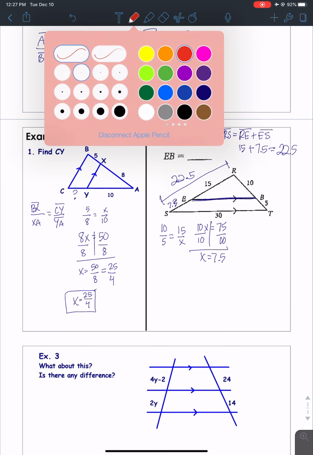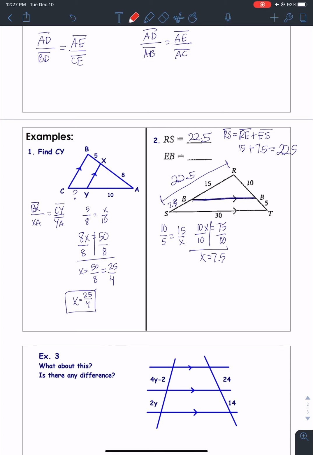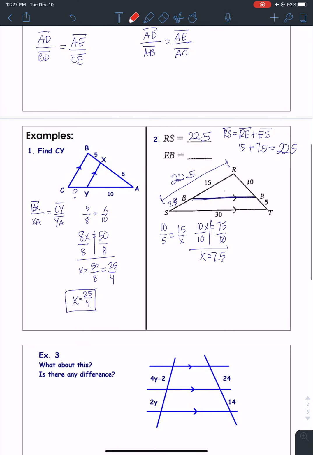And I'm going to switch colors now that I'm doing a different problem. I'm going to use similar triangles to find this length EB here. So I have this triangle REB, and then you have the larger triangle RST. So I'm going to use that to help me figure out what the length of EB is. So first I'm going to make my proportion, my ratio 10 to 15. So I'm using RB and RT. And then I'm going to say EB, which is what I don't know, to ST, which is 30.